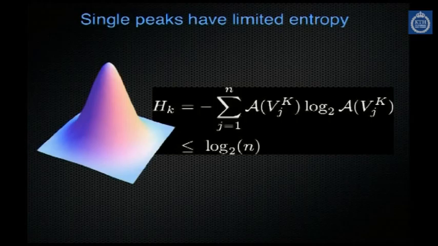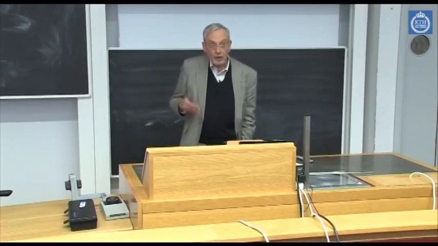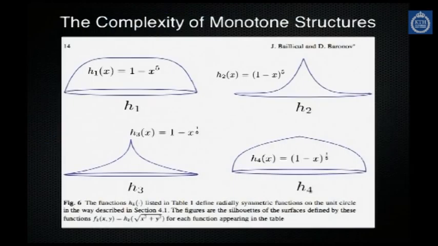And one of the things that's important to point out is that single peaks have limited entropy. And the entropy that they have is bounded above by log n, where n is the number of cells in the partition of the range. All right? And you can never get above that if it's just a single peak. And the information is concentrated in different regions depending on the shape of the peak.